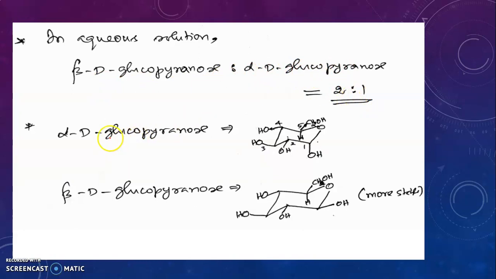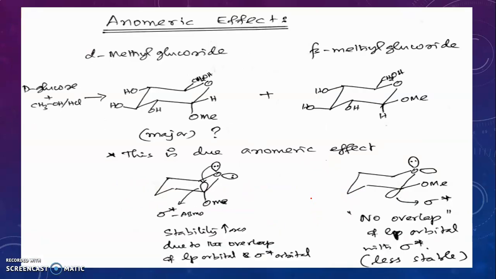And here I have given the chair conformation structure in the other way. I keep this oxygen here and I have drawn the chair conformation. Are you clear? So remember, in alpha D glucose, one OH group is in axial position, whereas in beta D glucose, all the groups are in equatorial position. Are you clear? Now the next one is anomeric effect.